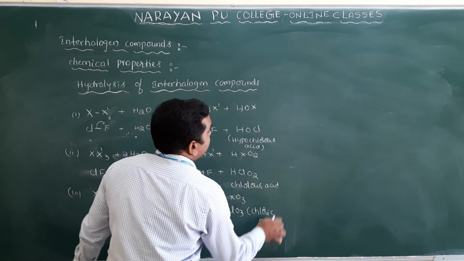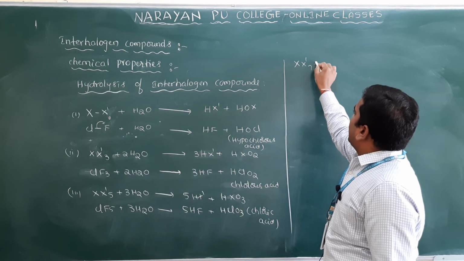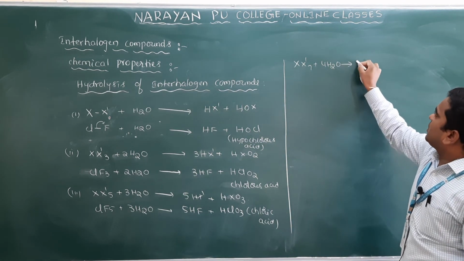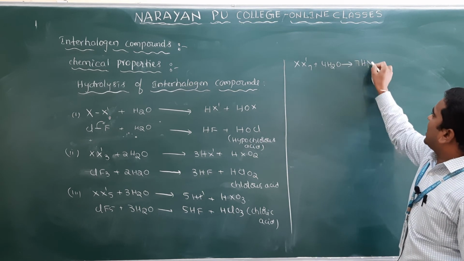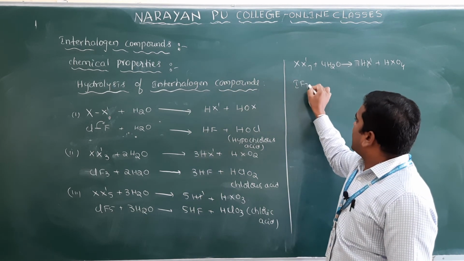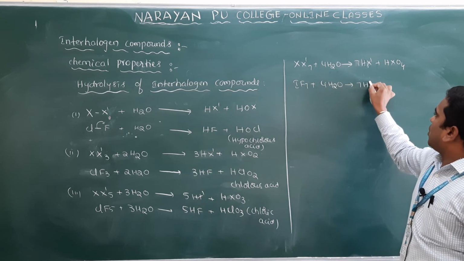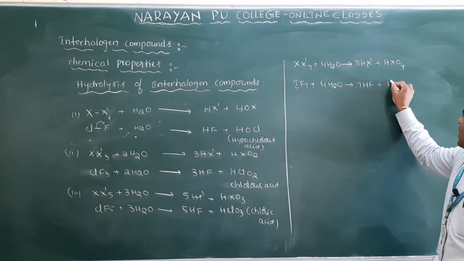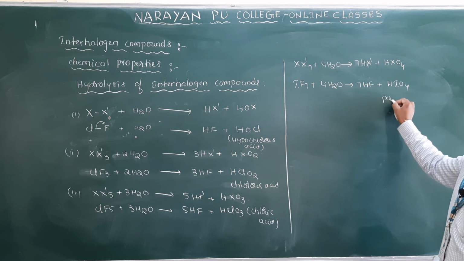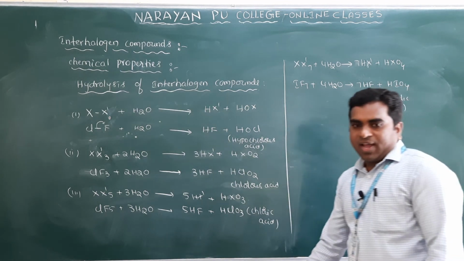In the same way, the last one, XX'7. How many molecules of water do I take? 4. Then you get 7 moles of HX' plus HXO4. Take IF7 and treat it with 4 moles of water, and you get 7 moles of HF plus HIO4, periodic acid. So these are the chemical reactions.